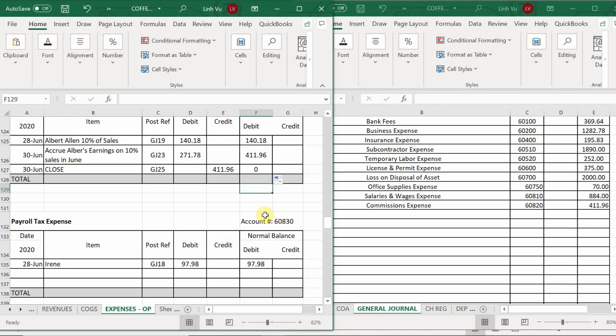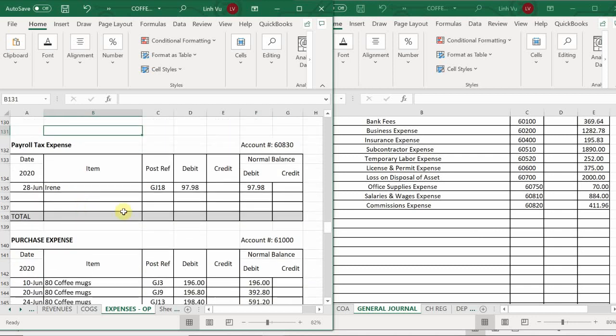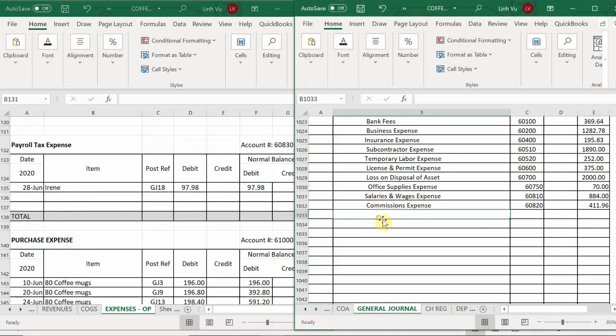I think we have like 5 more accounts left, so almost there, guys. Okay. After commissions expense, we got payroll tax expense, which is account number 60830.